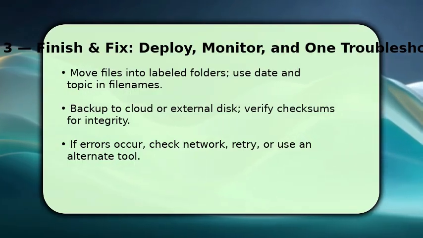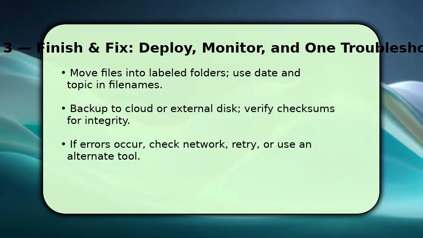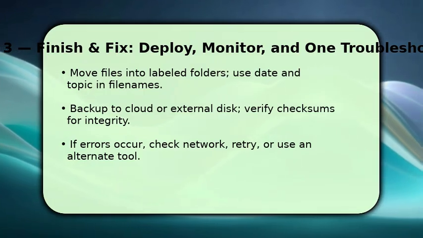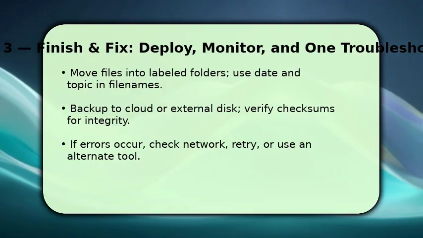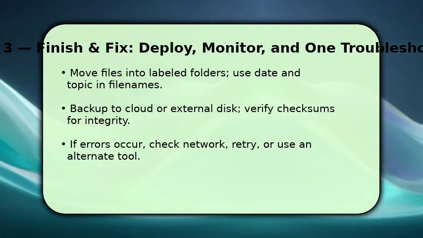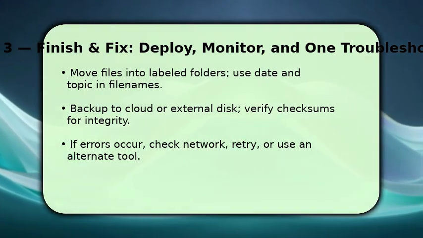If something goes wrong, downloads fail or files are corrupted, first check your network and storage space, then retry the download. If failures persist, switch to a different trusted downloader or try a lower quality setting to reduce transfer errors.